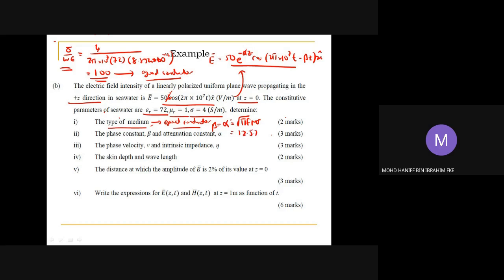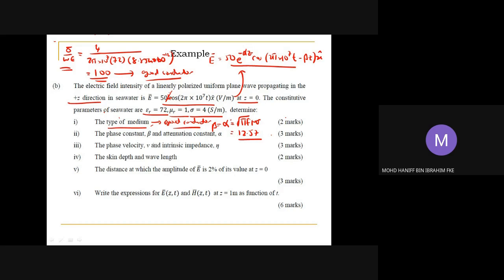So alpha and beta are 12.57. Please recalculate it for me in case I'm doing something wrong here. Maybe you can prove to me that the answer for alpha and beta is correct. So the alpha and beta are the same, which is 12.57 based on my calculation.